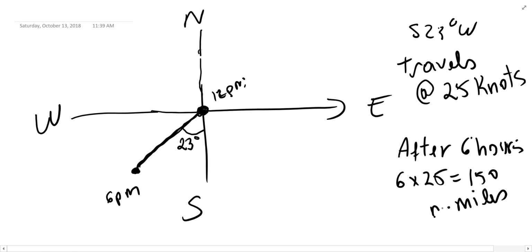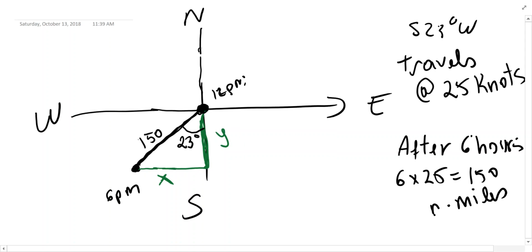Okay, so that means that this distance, this is the ship leaving port with this bearing at 6 p.m. is here. So this distance is 150 miles. Okay, and the question is how many nautical miles south and how many nautical miles west. So basically I'm interested to find this, how many nautical miles south it traveled. So let's call this y, and how many nautical miles west it traveled, this is x. So we need to find x and we need to find y.